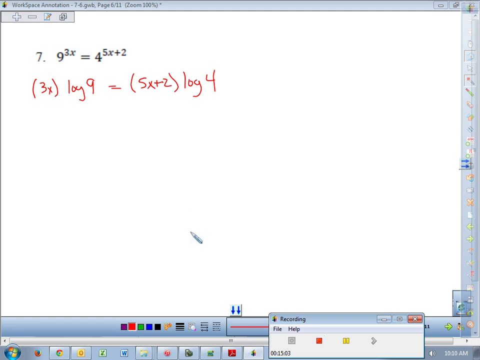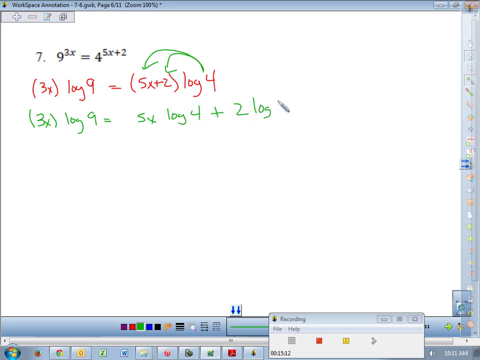What we're trying to do is get x all by itself. Do you see that we need to distribute our log of 4 through the parentheses right there, right? Because this has got x's on the right side of the equal sign. This has got x's on the left side of the equal sign. We got to distribute through. So 3x logs of 9 equals 5x. You don't even have to have parentheses around it if it's a monomial. It's just when there's more than one term. Log of 4 plus 2 logs of 4. Distribution.